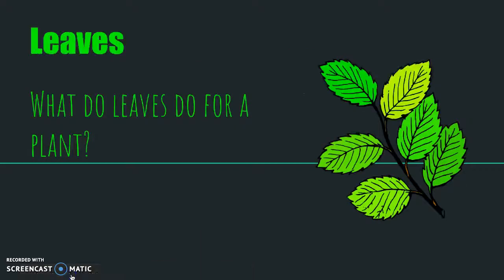The next part of the plant is the leaves. What do leaves do for a plant? Can anybody tell me that? Yes, the leaves take in the air and the light that the plant needs to live. So this is what catches the light, and that's what makes the food for the plant. And does anybody know for extra credit what that is called? When it takes in light, what is it called? Yes, photosynthesis.